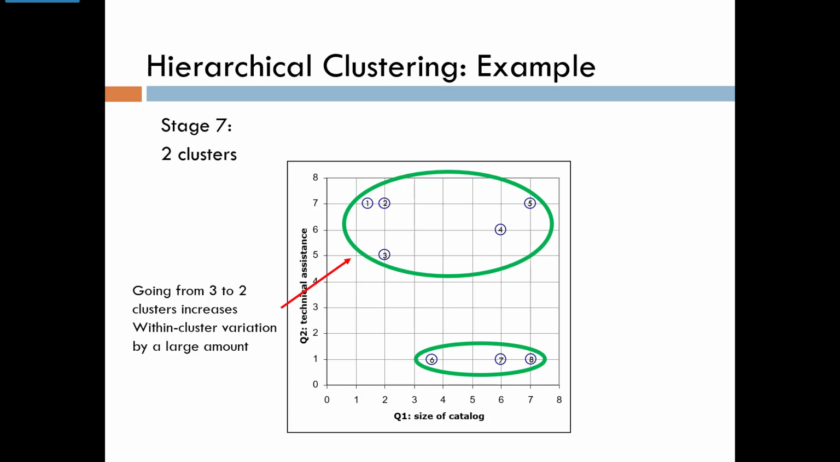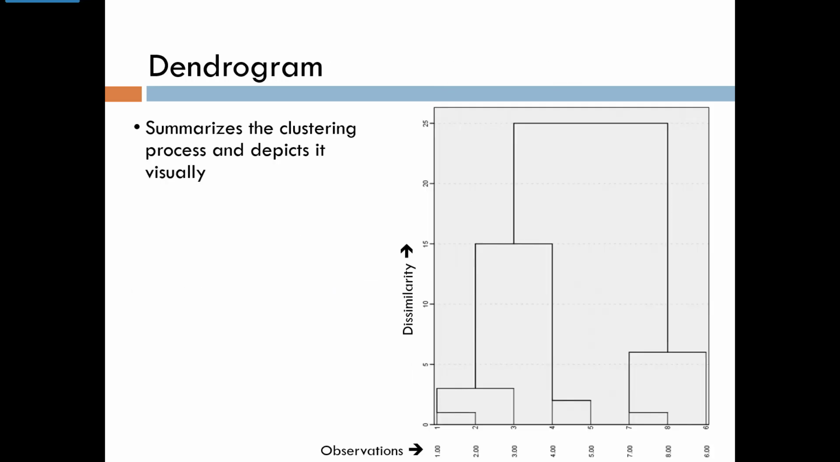But we don't have to eyeball it. We can plot the dissimilarity and see how it changes using a special chart called a dendrogram. This is a dendrogram. It's a type of chart that summarizes the clustering process and shows it visually. Admittedly, it looks a little weird. And yes, the name is definitely strange, but it does serve a useful purpose, as we'll see.